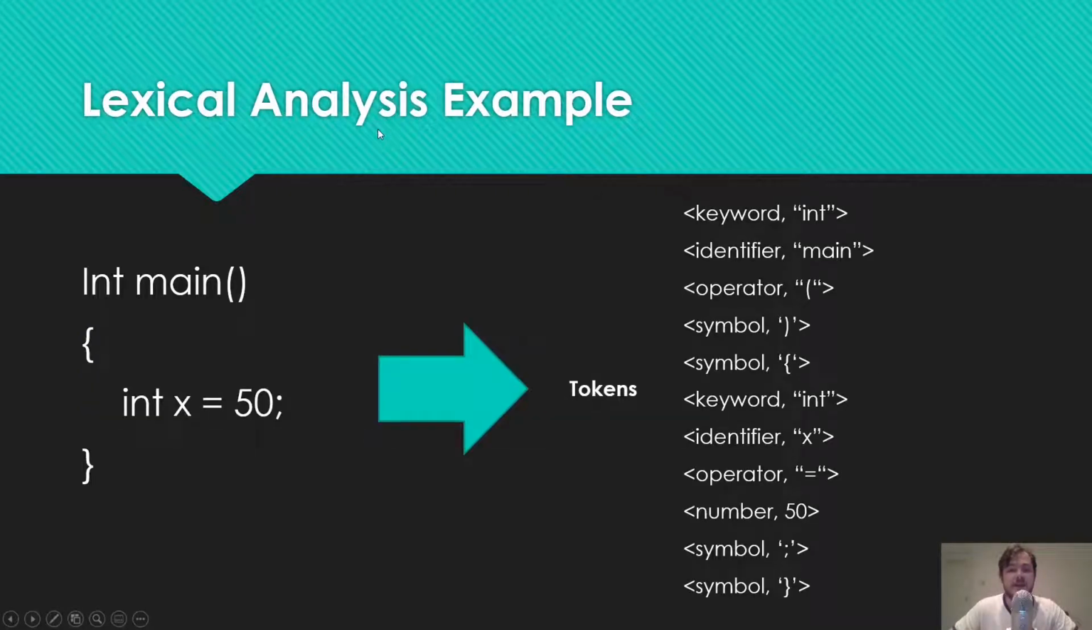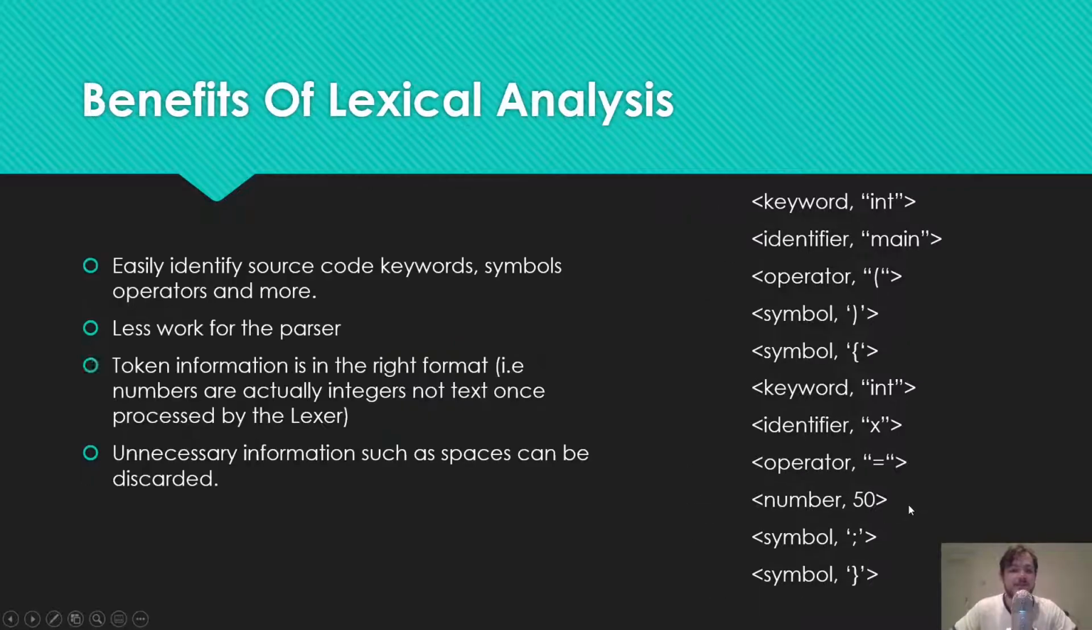So here's the lexical analysis example. To the left we have our source program, which is a simple main function that sets an integer to 50. When it's passed through lexical analysis, through our Alexa, we get the following token output. We have a keyword with the value int. That's our return type. We have an identifier with our function name. We have an operator with a left bracket, a symbol with a right bracket, a symbol with a left bracket. We have another keyword and then another identifier, then an operator, number, and symbol, and then finally the right bracket.